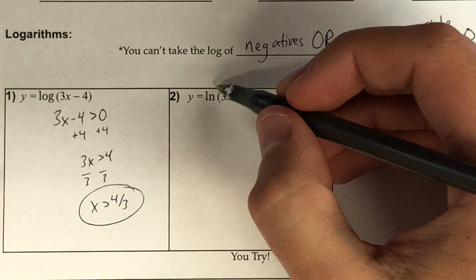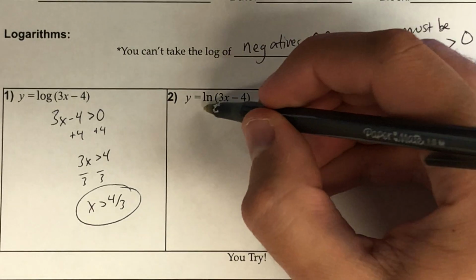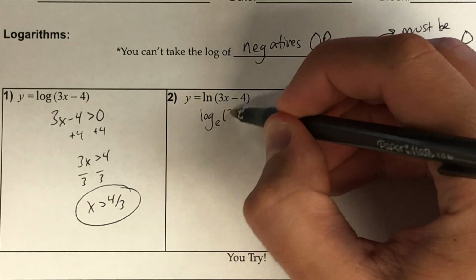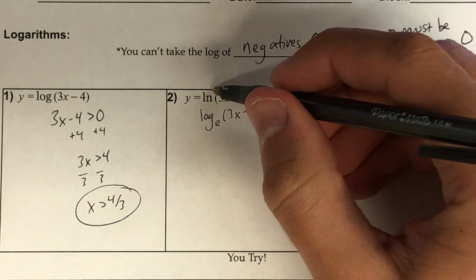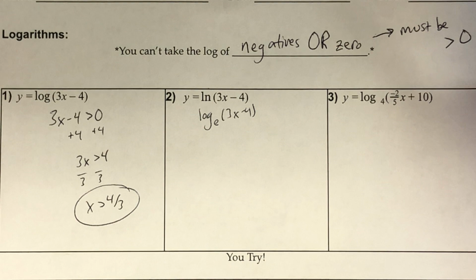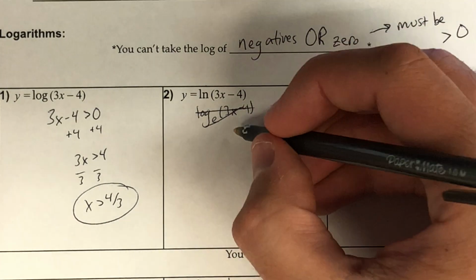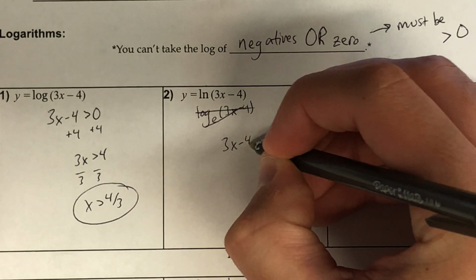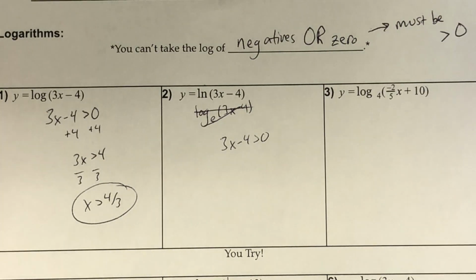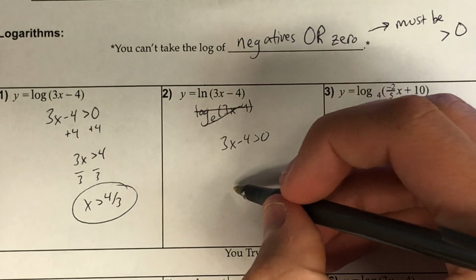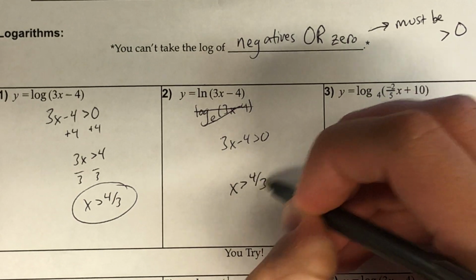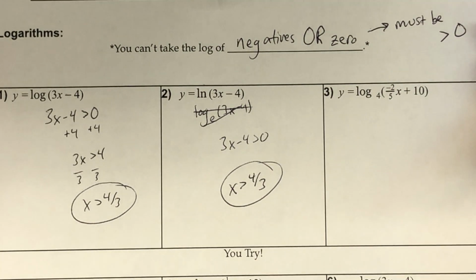We have a natural log now, an ln. So ln, remember, same thing as a log base e. So you treat things the same. Just because it has an ln, just because the log base is different, doesn't mean you have to do things differently. You still just take the inside, set it greater than 0, which you'll notice we've got the exact same thing. So you get x is greater than 4/3.